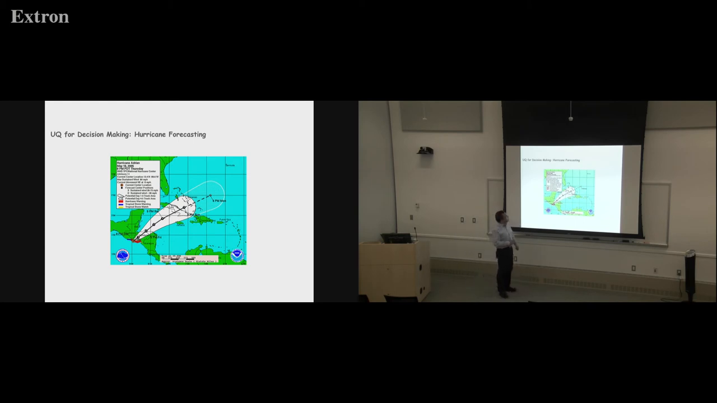We want to make predictions of where the hurricane is going to land. It's going to land at different times, maybe landing at Tampa or Miami. We want to know exactly where it's going to land so that we can make better decisions to evacuate people, so that can save lives. This is one example.